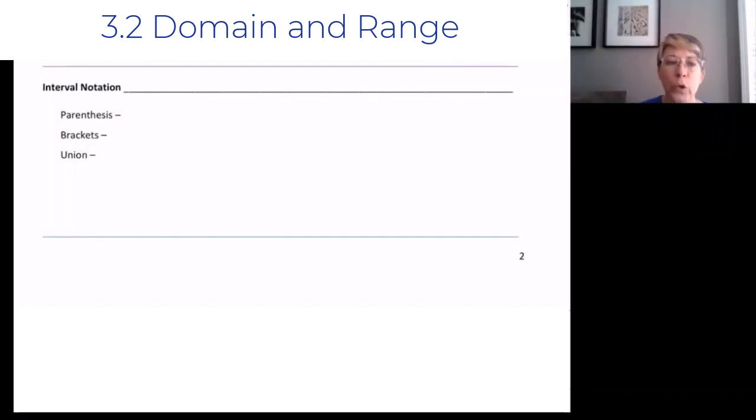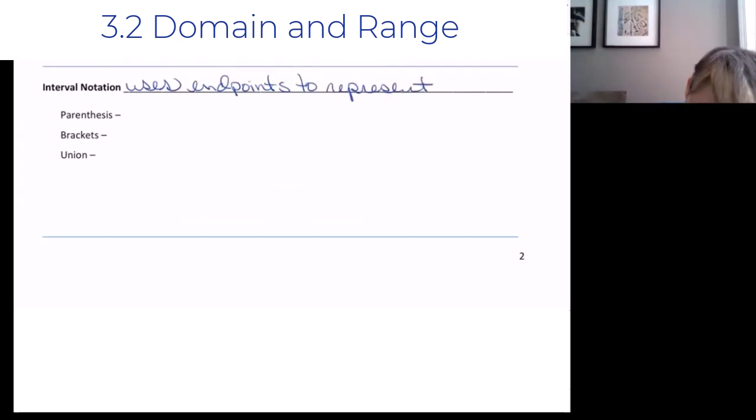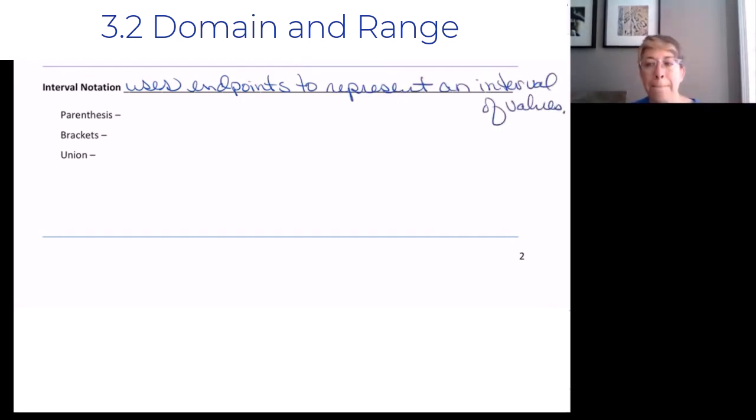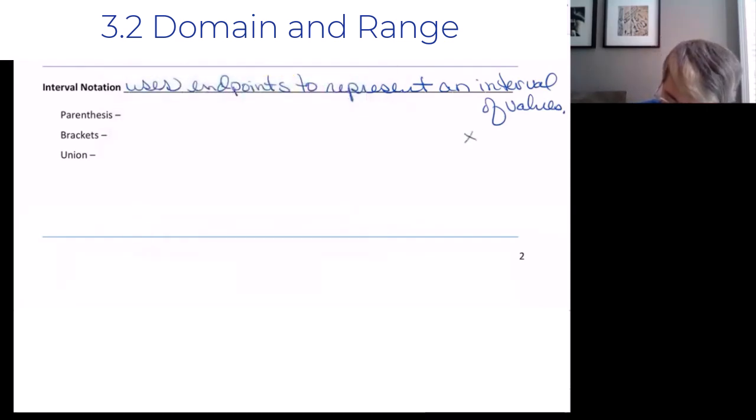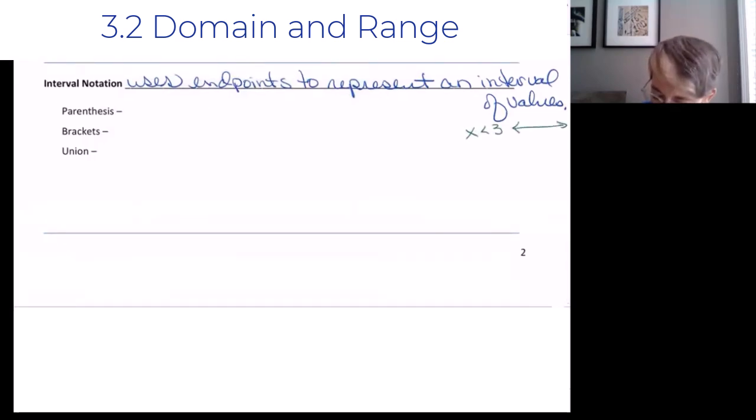I want to do a quick review of interval notation. It basically uses endpoints to represent an interval of values. Okay. So you may remember way back in the day, if you had like x is less than 3, we may have graphed that on a number line, and we would say, okay, if it's less than 3, open circle 3, and we would graph everybody to the left.